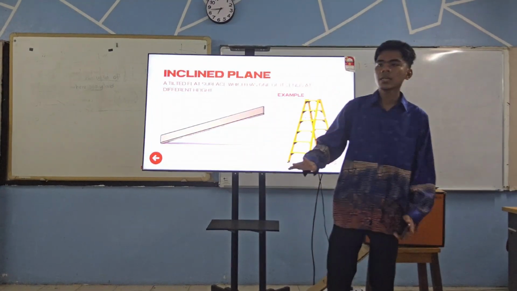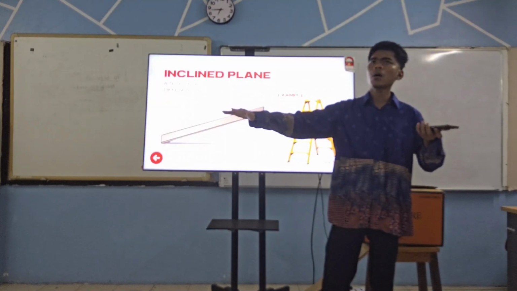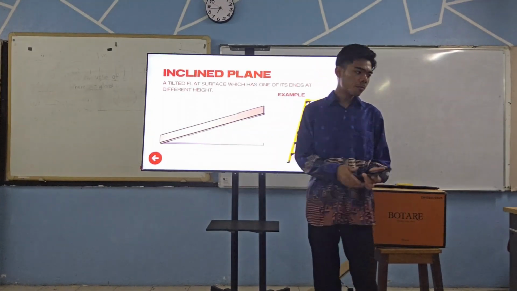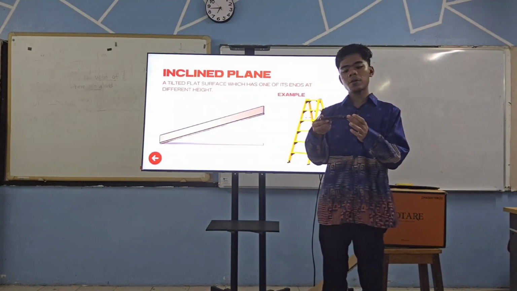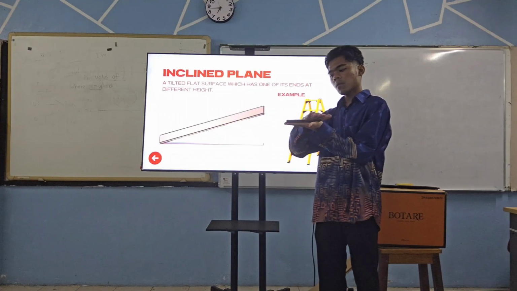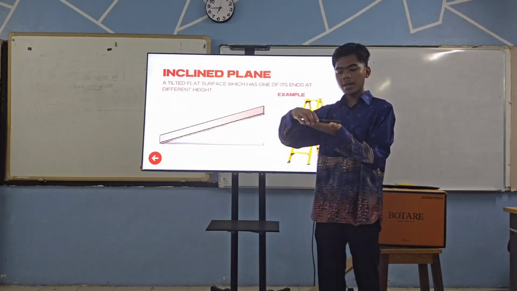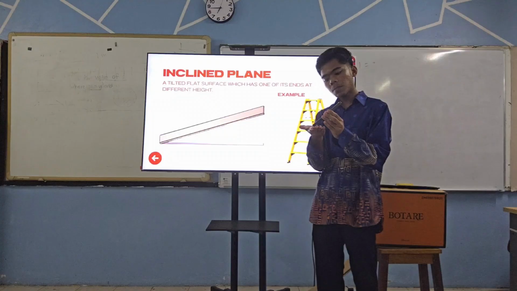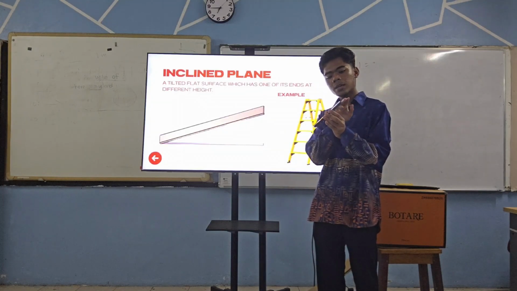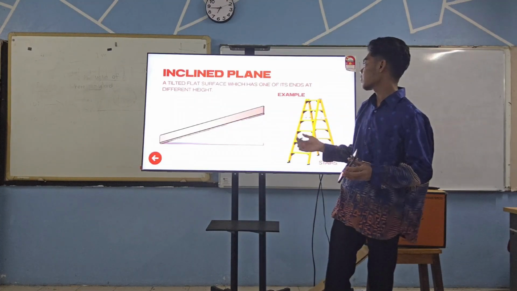We don't call it an inclined plane if both endpoints are at the same height. If, for example, I have my phone over here and I put it on a flat plane, we don't call this an inclined plane, unless one endpoint is on the bottom and the other endpoint is at a greater height than the bottom part. Then we call it an inclined plane.